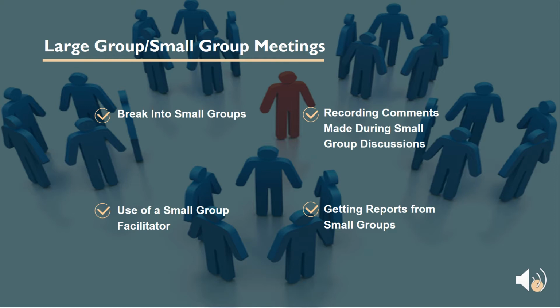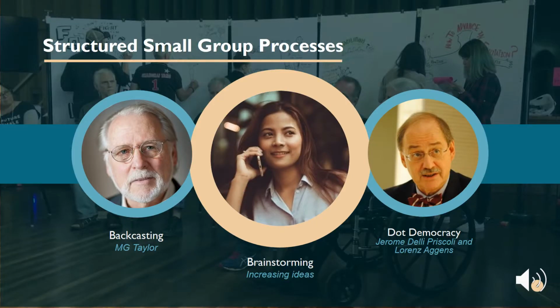So the main idea overall is to break large groups into small groups when you can, use a facilitator, record the comments that are said in those small groups, then report back to the larger group. And this is immediately how you make a meeting more engaging. James Creighton proposes a number of structured small group processes such as backcasting, brainstorming, and dot democracy or dot voting. Backcasting is a technique developed by Matt and Gail Taylor of MG Taylor to get groups to think unconventionally.